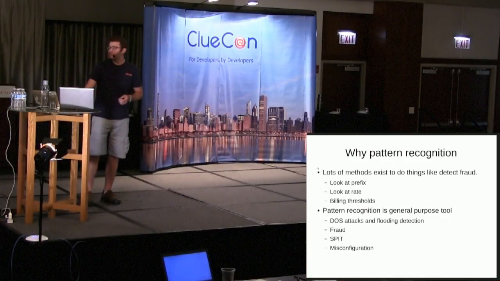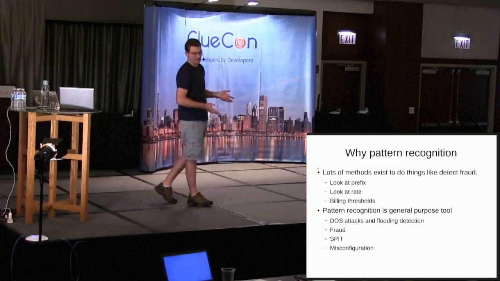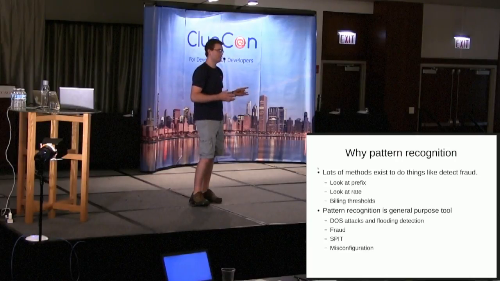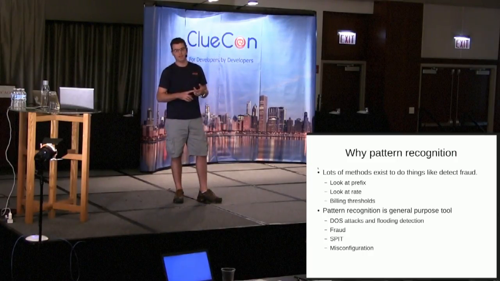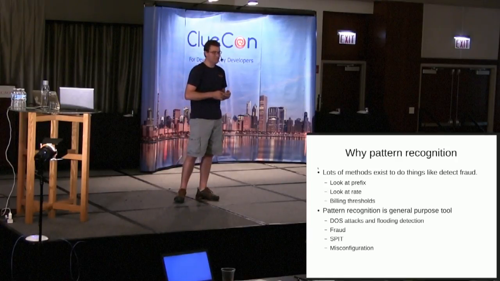So why pattern recognition? There are lots of different ways today to look at and detect fraud. You can look at a call prefix. You can look at the cost of a call. You can say, I'm going to set a billing threshold for a customer, and as soon as that's exceeded, this is going to be considered fraud. But the reason we're using pattern recognition is because it's a general purpose tool for detecting different patterns and abnormalities in patterns within traffic. So we can use it to detect things like flooding attacks, DoS and SPIT attacks, actual fraud, and even misconfigurations.